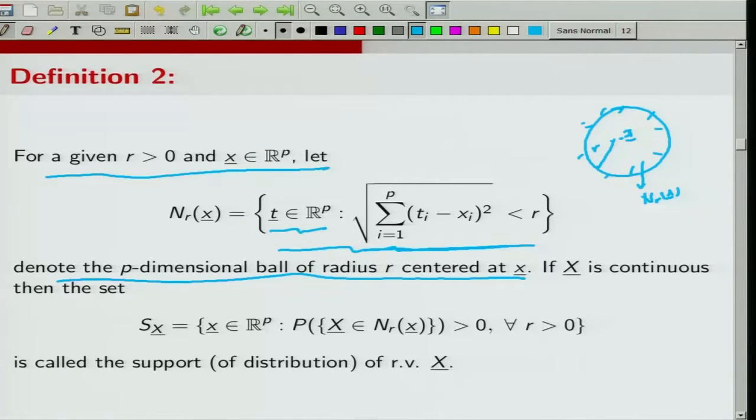Now, if X is continuous, then the set S_X, which is the collection of all those x belonging to R^p such that the probability that X takes value in any neighborhood centered at x is positive for every r greater than 0, is called the support of random variable X. So, this is an obvious extension of the similar definition we gave for one dimensional random variables. I will say that a point is in the support of a random variable if however small a neighborhood I take around that point, the probability that X takes value in that neighborhood should be positive.